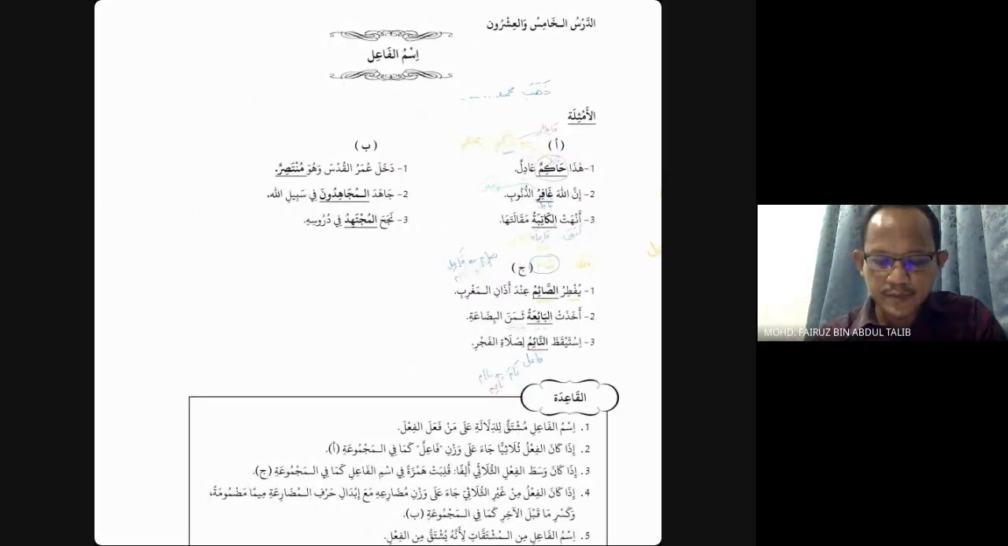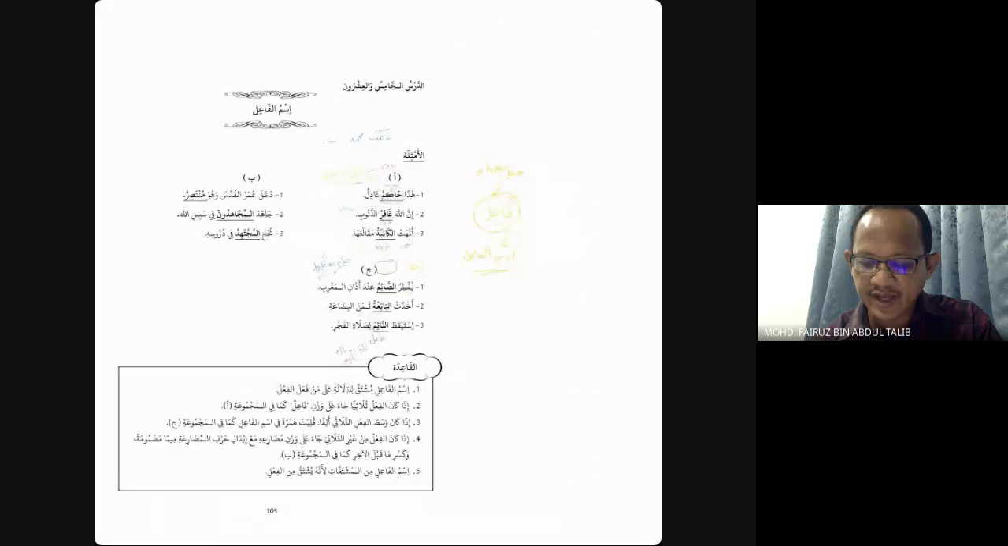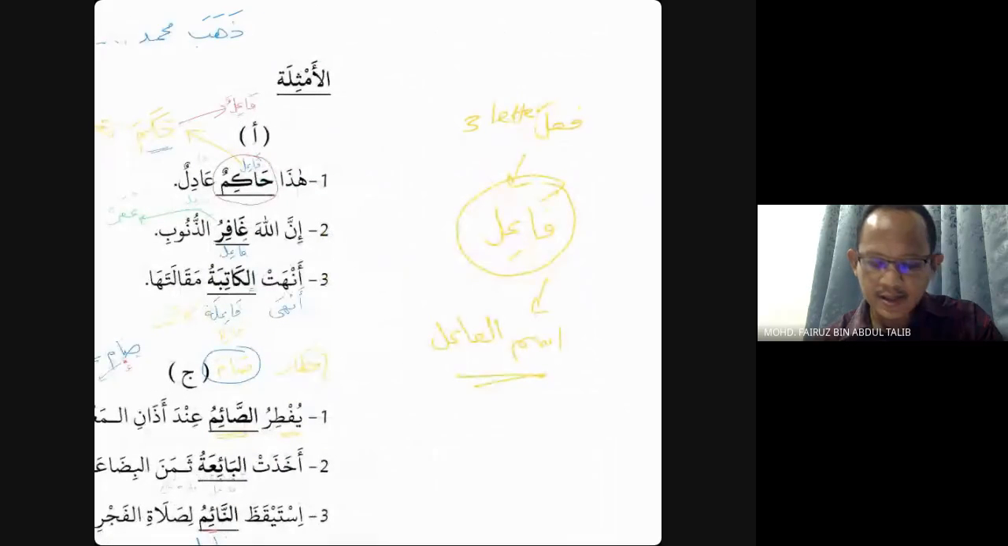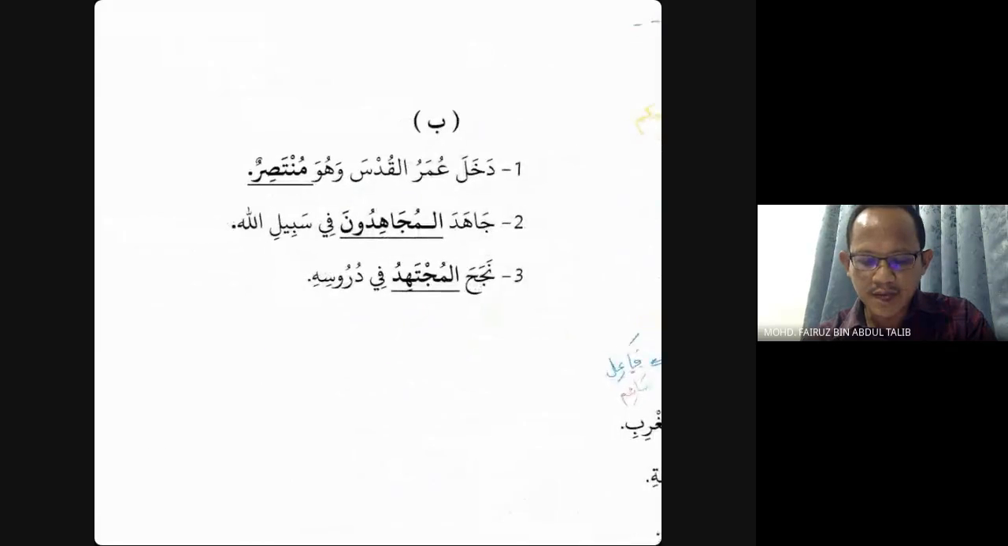All right. Okay, now we go to the another rule, the second rule. Majmu'ah ba. Okay. So again, previously I said that if the fi'il is 3-letter fi'il, then the wazan is always fa'il. Okay. What if the fi'il is of more than 3-letter fi'il, 4-letter fi'il, mazid, 5-letter fi'il, mazid, 6-letter fi'il? What is the wazan? Okay, this is what we want to know. All right. So we go to ba.